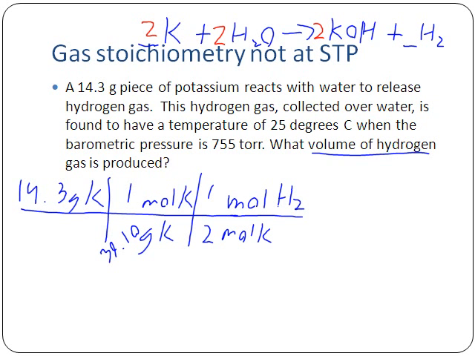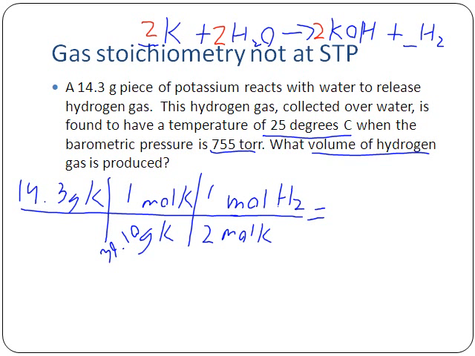Now we want to go from moles to what volume. We'd want to go from moles to liters, and we have to look at the conditions. 25 degrees C, 755 torr. Not at STP. So we can't use 22.4. And so that means we just want to start by figuring out what the number of moles is here, because we'll have to use that in our ideal gas law.